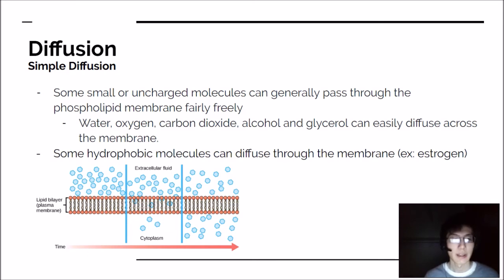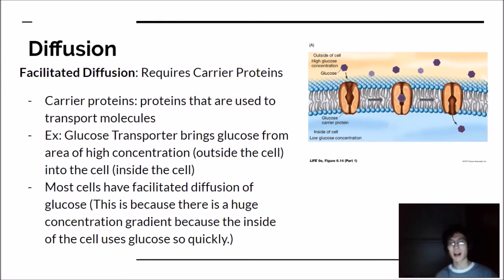Pretty straightforward. Next, we amp it up a little bit and make it a bit more complicated with facilitated diffusion, which requires these things called carrier proteins, which are simply proteins that are used to transport molecules. One thing that is commonly used in biology as an example is the glucose transporter, which brings glucose from an area of high concentration, often outside of the cell, into the cell via this interesting movement as shown over here. The protein facilitates the movement of glucose from one location to the other. You're still going with the concentration gradient. Normally glucose cannot just go through the membrane, but with the carrier protein, it can.